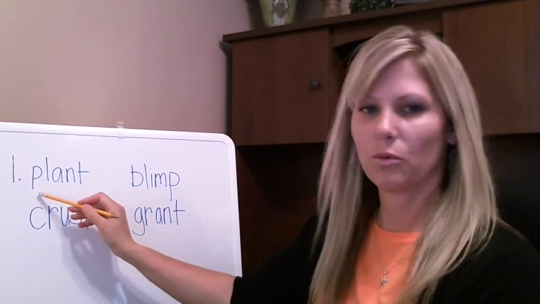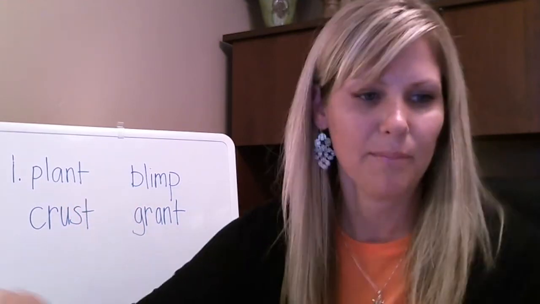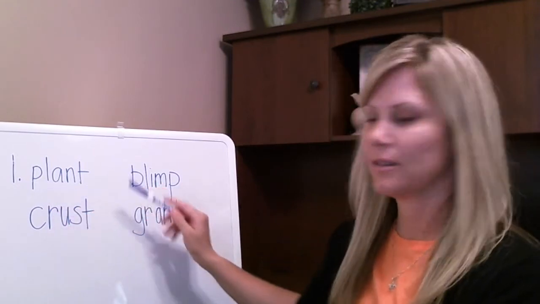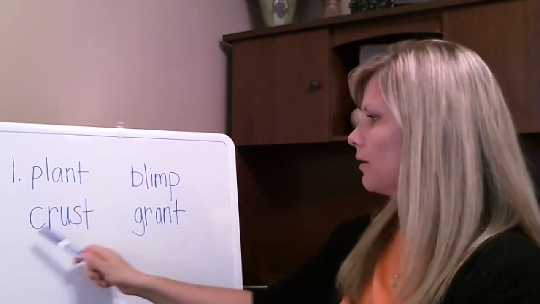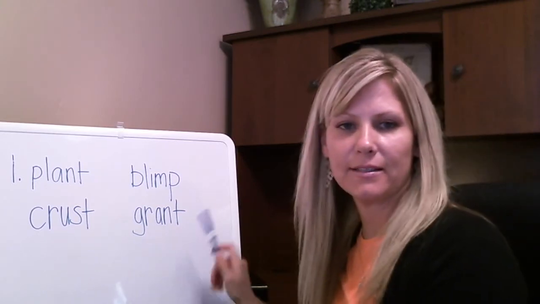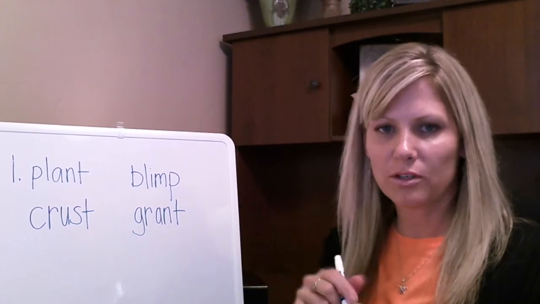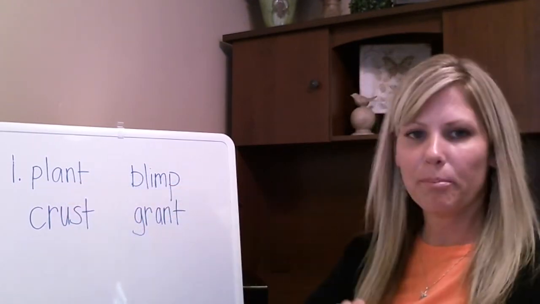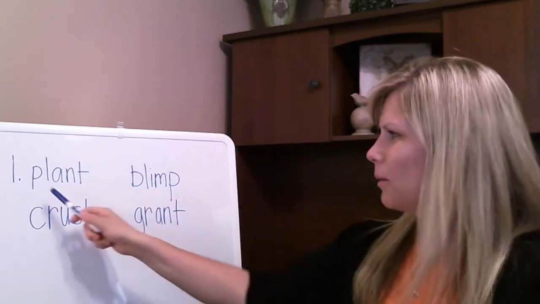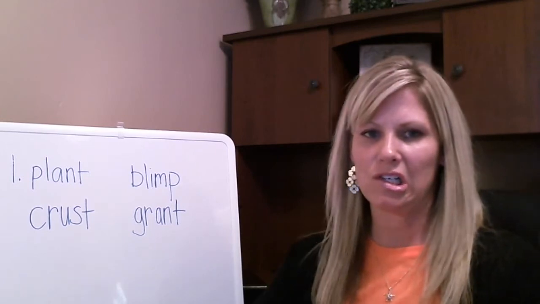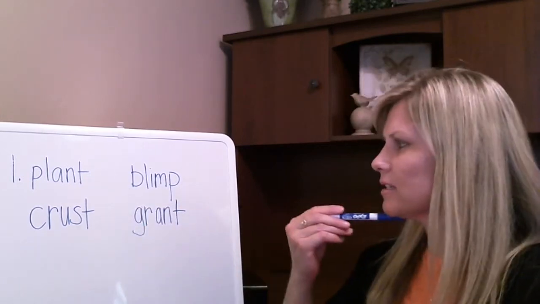So let's read each one of the words together. Let me get my marker. Plant, blimp, crust, and grant. So we need to find 2 words that rhyme. So let's start. Let's look. Do plant and blimp rhyme? Do they sound? Plant, blimp? Nah. How about plant and crust?